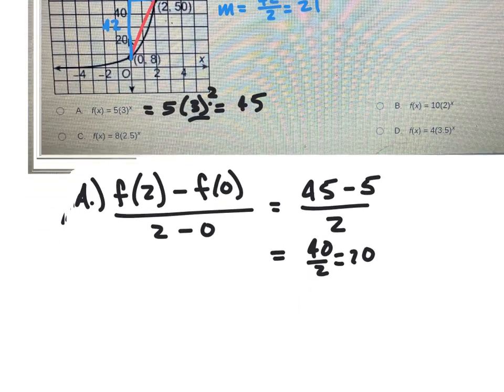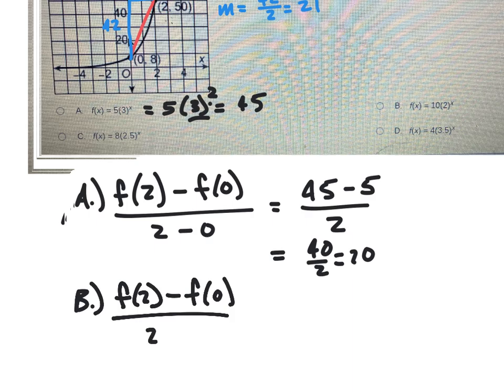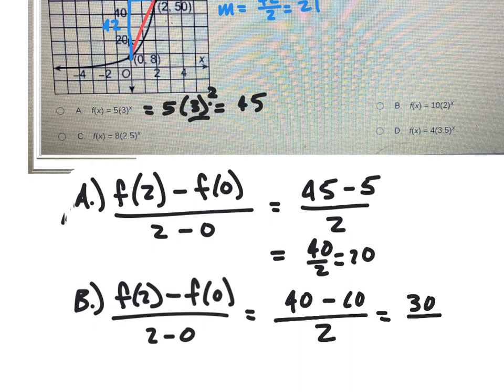All right, now let's take a look at part B. If we wanted to find f of 2 minus f of 0 over 2 minus 0, f of 2 in this case is 2 squared, which is 4, times 10 is 40. So you have 40 minus 10 over 2, which gives you 30 over 2, which gives you 15. So that one doesn't work.